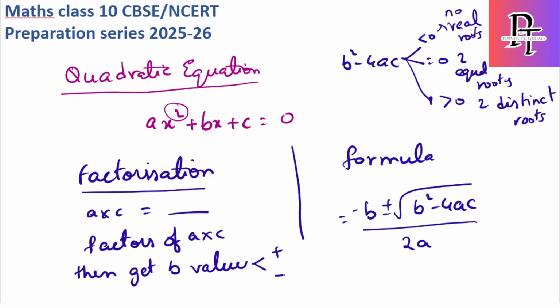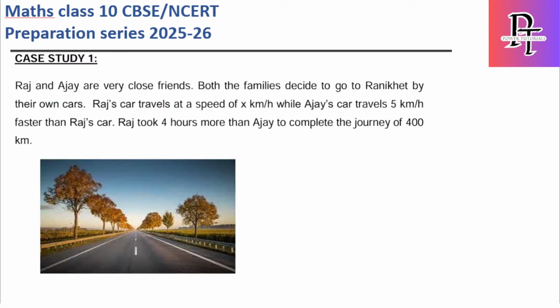For the first question I will solve using the factorization method, and the second question I will solve using the formula. But if a question doesn't mention whether to use the formula or factorization, you can choose whichever you want. If they clearly mention you have to solve only using the factorization method, you have to follow that. If they clearly mention you have to use the quadratic equation formula, then you have to use that method. Okay, so let's see the first case study.